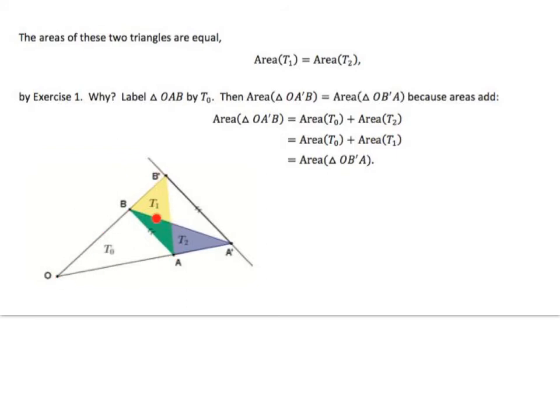We know that because triangle 1 and triangle 2 are the same. They're equal. Areas are equal. And triangle 0 is equal to triangle 0. So triangle 0 plus triangle 2 is equal to triangle 0 plus triangle 1. Cool?